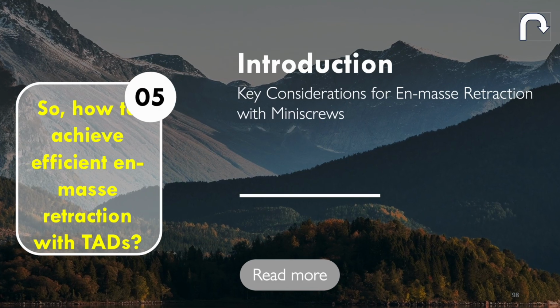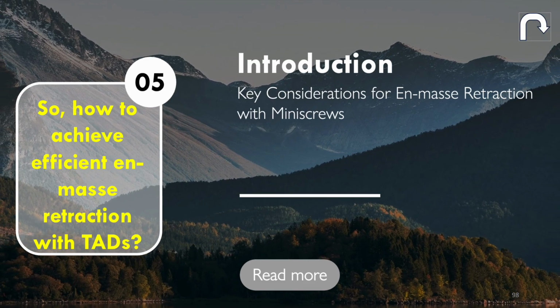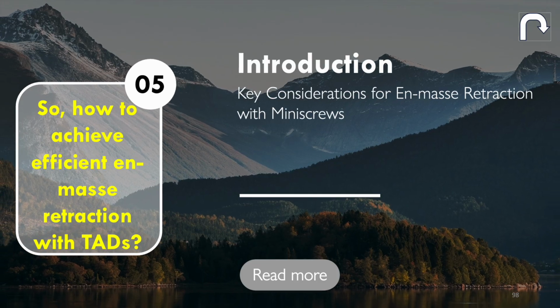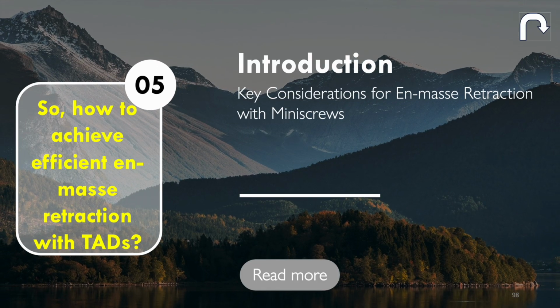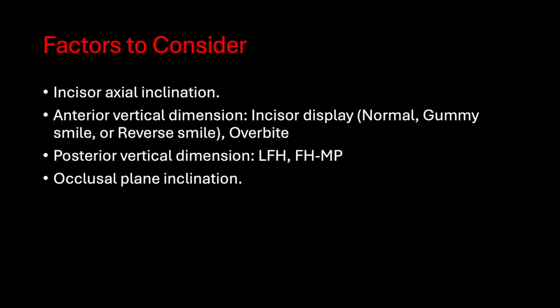So from all of those theories, we go to section 5, how you can achieve efficient en masse retraction with TADs. There are multiple factors that we might consider when we want to put the miniscrews. It's about incisor axial inclination and also anterior vertical dimension or posterior vertical dimension, and really important, occlusal plane inclination.